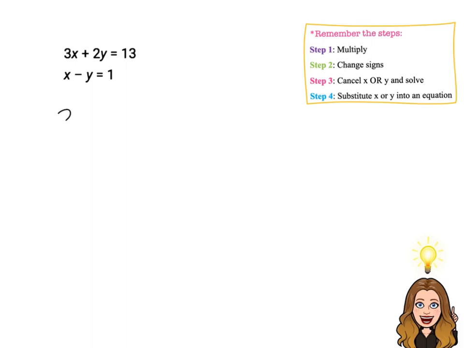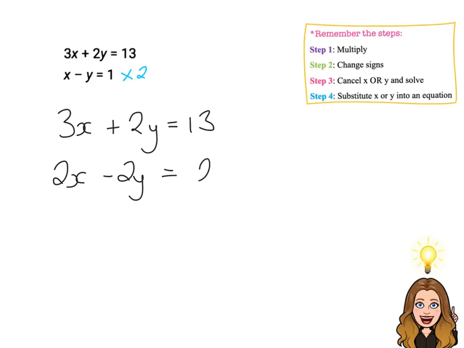So 3x plus 2y equal to 13 remains the same. Now I take my x minus y equal to 1, and I'm basically multiplying this line by 2. And when I do that, I get 2x minus 2y equal to 2. And now I can move on to the next one, step 2, which is change the signs.